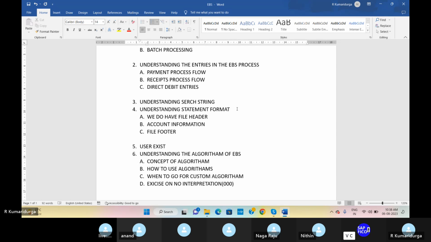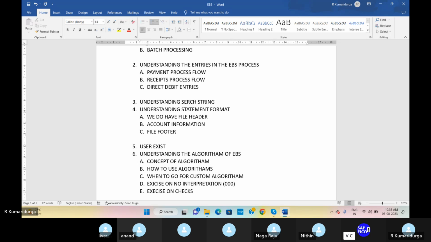The E point is exercise on checks. All of you, if it is new, don't worry. Try to understand the point. In each and every configuration, we will discuss different points on the exercises: the concept of the algorithms, exercise on the formats, exercise on the strings, and exercise on the payment receiving and payment processing flows.